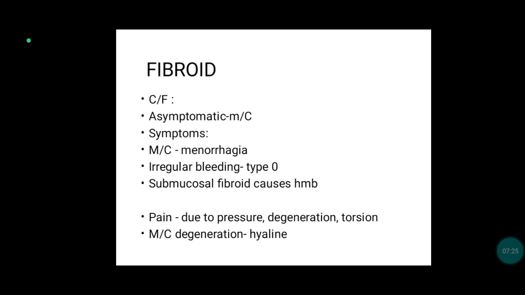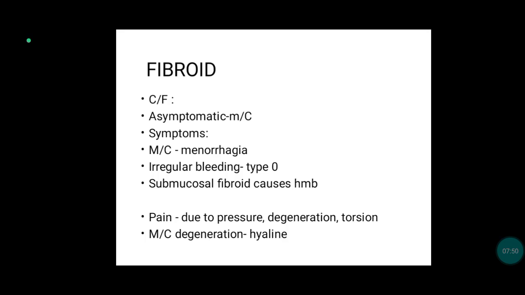If the female is symptomatic, the most common symptom will be menorrhagia, and the other symptoms will be pain, then degeneration, that is most commonly hyaline degeneration, then pressure, dysmenorrhea, infertility, recurrent pregnancy loss, and endocrine side effects. These will be the other symptoms.